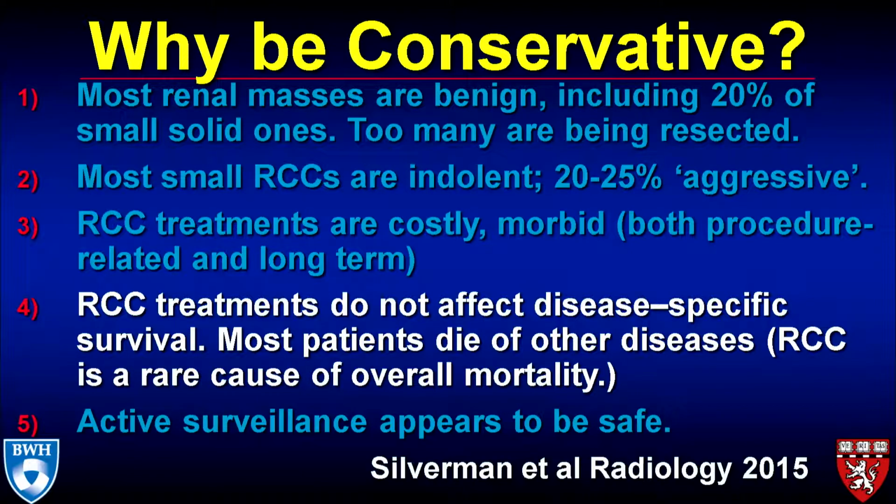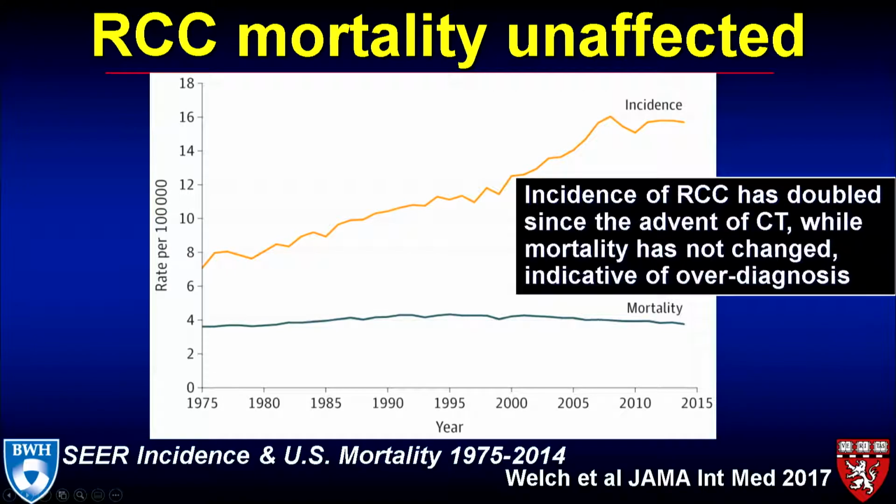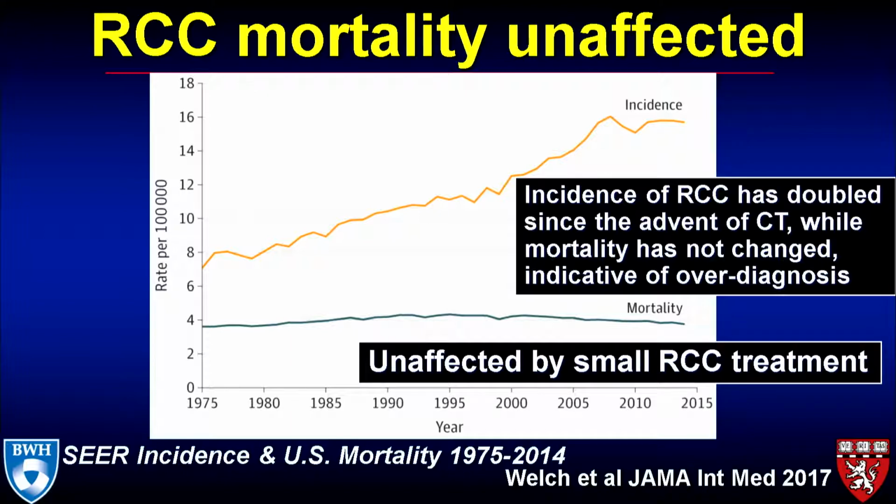The fourth reason is that the treatments do not appear to be affecting our disease-specific survival, and that's really the ultimate goal. Most patients die of other diseases. So here's a graph where we put in the rate per 100,000 of renal cell carcinoma and the mortality between 1975 and 2015. To summarize it, since the advent of CT, the incidence of RCC has doubled, but mortality has not changed. So despite us treating all these small cancers, we're not really affecting mortality. What are we doing? This is really the goal. The goal is to actually reduce mortality. What it means is that these small cancers never would cause any death.